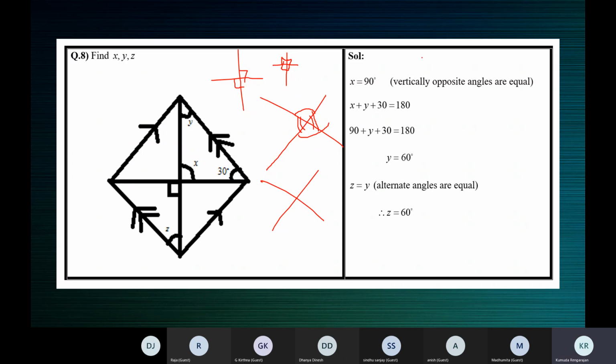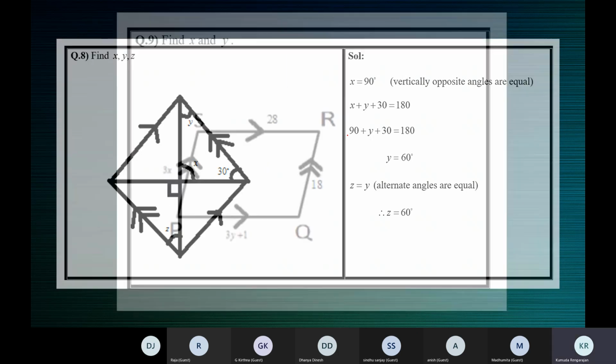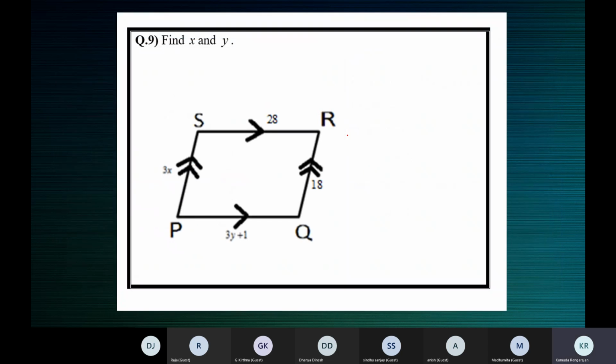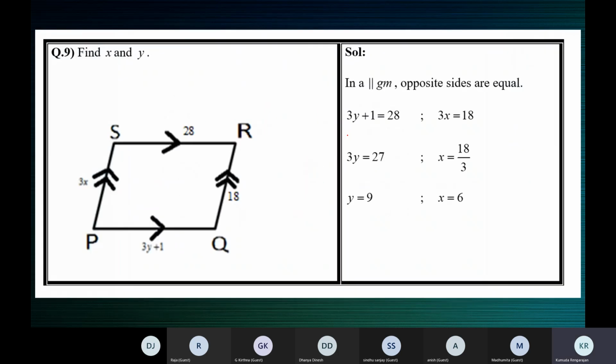What was the reason? Okay, take a screenshot, children. This we discussed in the last class, so take a screenshot. Opposite sides are equal.